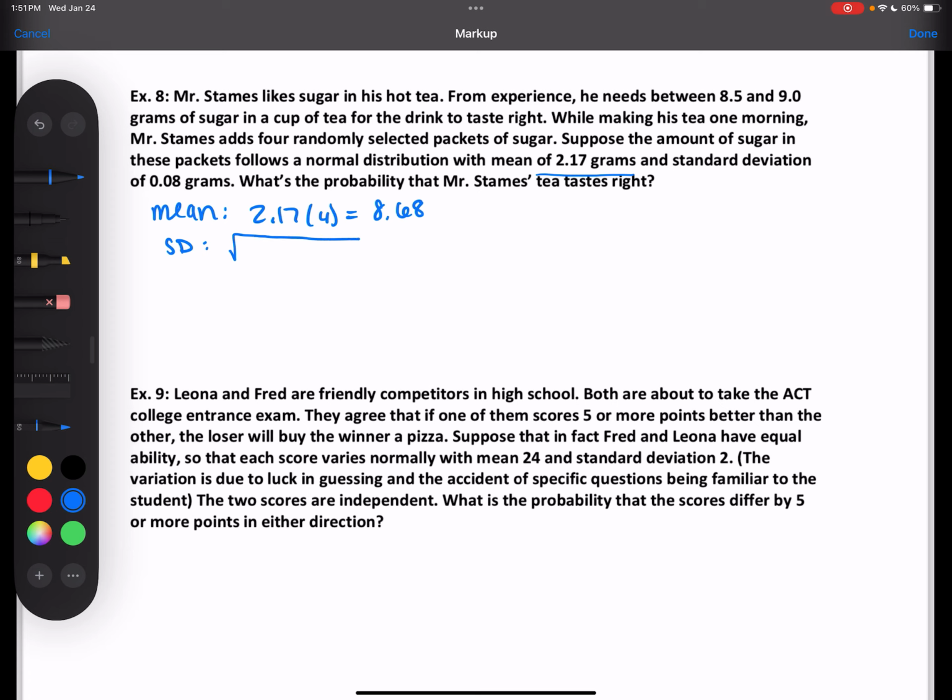Square root of 4 times 0.08 squared. Why did I have to do it that way? Where did the 0.08 come from? Wait, can I multiply standard deviations? No, you cannot, but you can add variance. I can do it with variance, so I have to convert it to variance and then back to standard deviation, and this is 0.16.